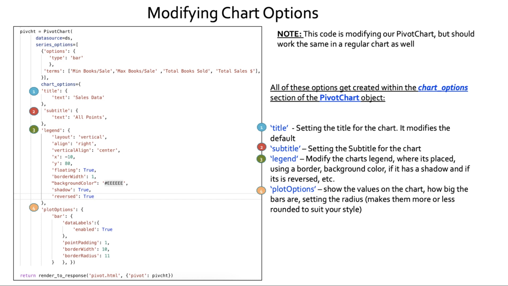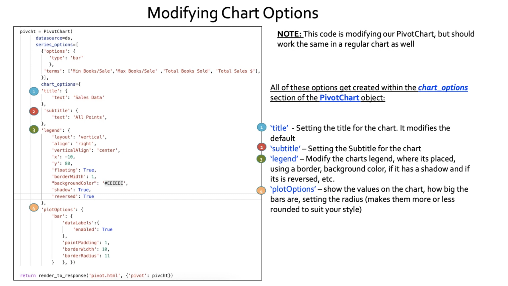All of these options get created within the chart_options section of the pivot chart, or the chart itself. Inside that chart object is where this happens. So you see title. This is setting the title for the chart. It modifies the default. There'll always be a title, but there are some goofy ones based on your field objects, the names of your database fields. Sometimes you put an underbar there. It's not meant for being human readable. Then you can add a subtitle like I did, or like I'll show you in a minute, underneath the title, which is also useful. It just gives it another little level of specificity.